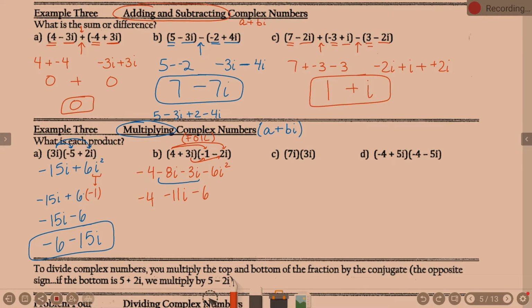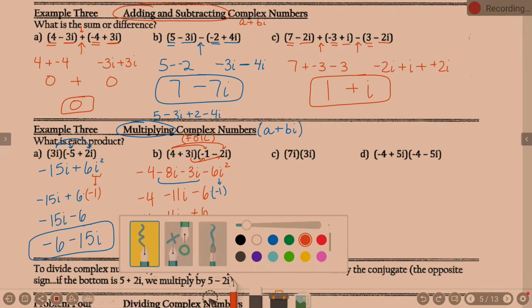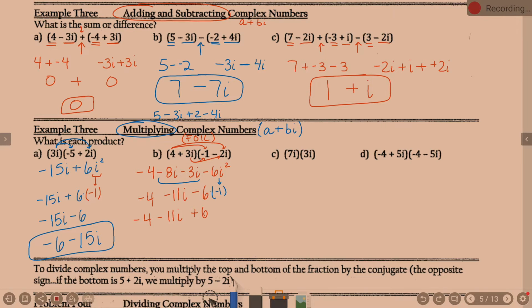6i squared. What am I going to say about every time you see an i squared? Make it a negative 1. Or just note the sign in front of it. So if it's negative 6i squared, negative 6 times negative 1 means this really becomes a plus 6. So I really have negative 4 minus the 11i. We already cleaned up those like terms. Plus 6. So always go that final step. Like terms. Reals with reals, imaginaries with imaginaries. So here, negative 4 plus 6 is 2. And I still have minus 11i.